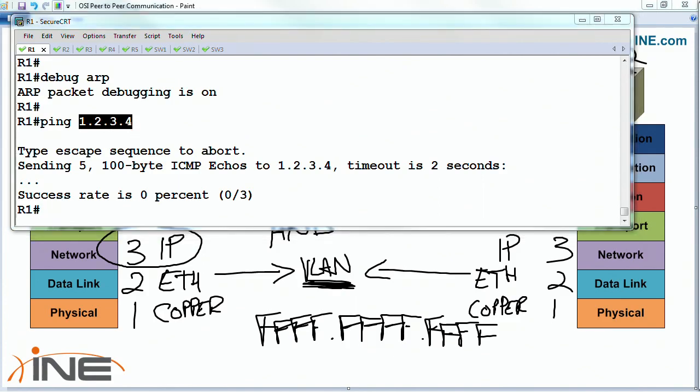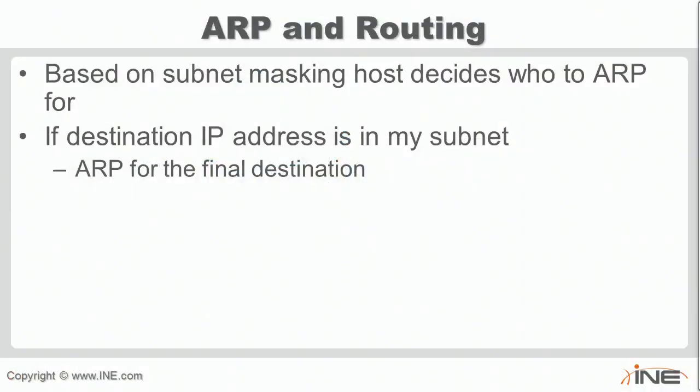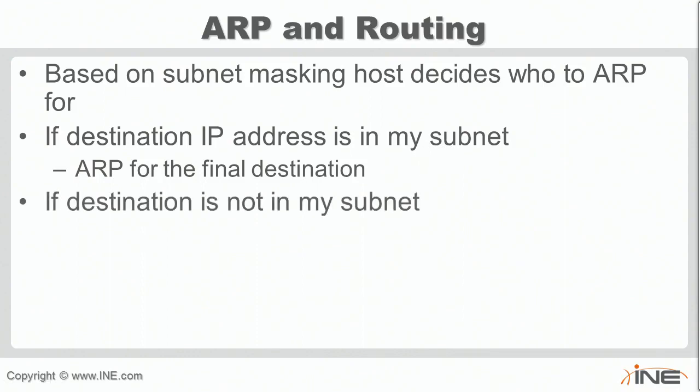So the key with this process of address resolution is that if I figure out the destination is in my subnet, I'm going to send the ARP directly to them. If it turns out that the destination is in someone else's subnet, then I'm going to ask the default gateway to route the traffic on my behalf.